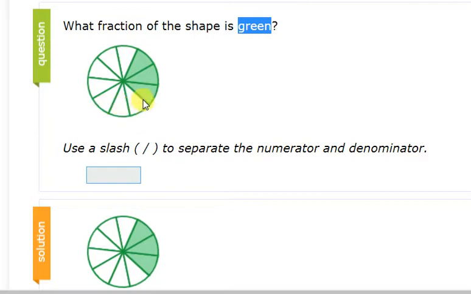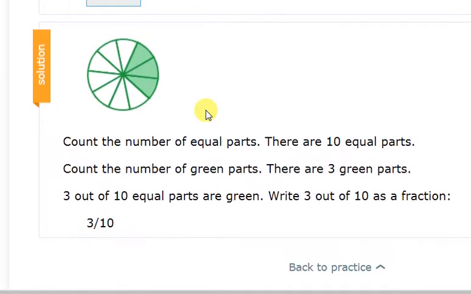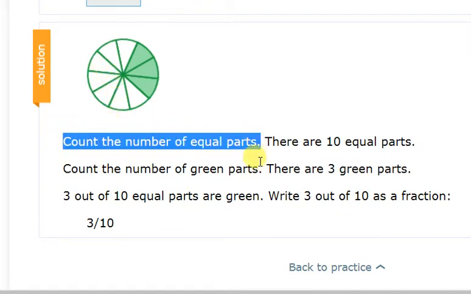Let me show you how we solve this. Just look at this. What they are doing: count the number of equal parts. If you look at this figure, how many pieces do you see? In how many equal parts has this figure been divided? Let's count together. 1, 2, 3, 4, 5, 6, 7, 8, 9 and 10. So there are 10 equal parts.